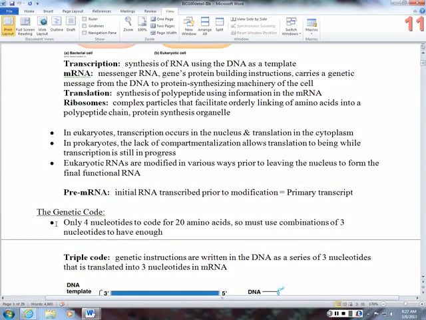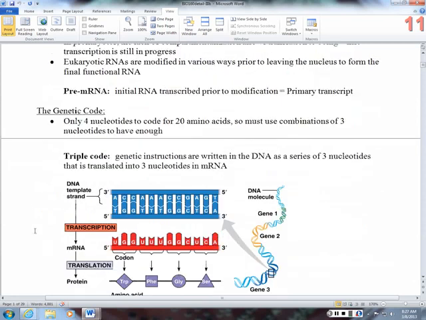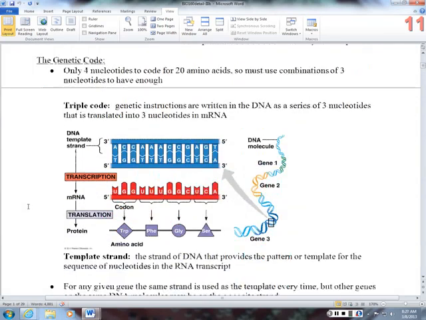So your initial uncleaned up RNA is considered your pre-mRNA. And it's also sometimes referred to as the primary transcript.